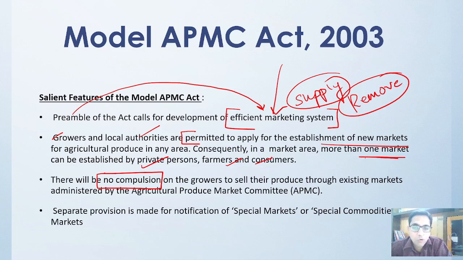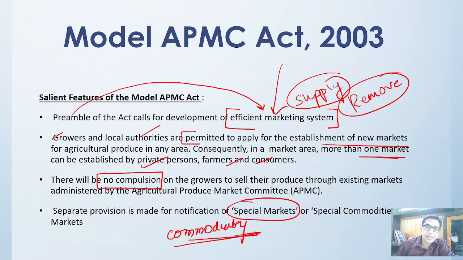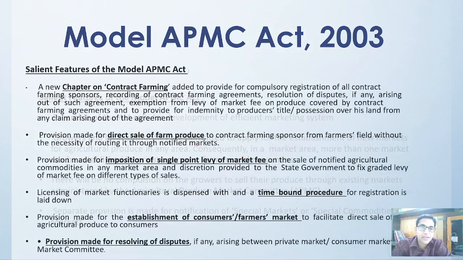No, there will be no compulsion for the grower or a farmer that you have to sell at this mandi only. No, it is not like that. Now there is a separate provision that has been made for a special market. That means if you want to sell some special commodity, then you can create a special market over there for some different kind of commodities, right?